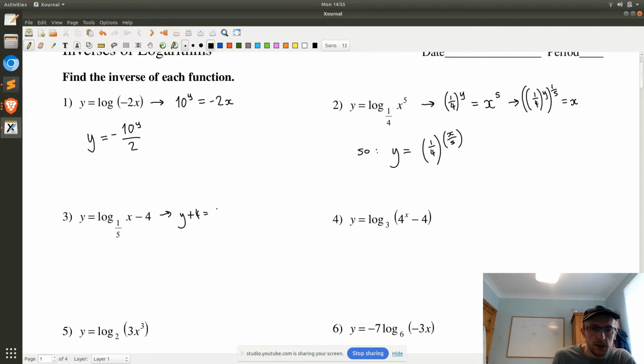So y at 4 is log base a fifth of x. Now 1/5 to the power of both sides, and that should get x by itself. And so now we just swap the variables. So 1/5 all to the y at 4. Just like that. 3 to the y.